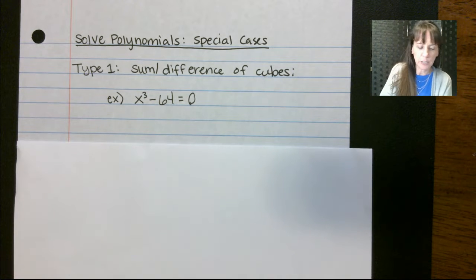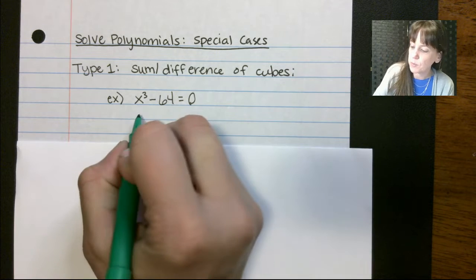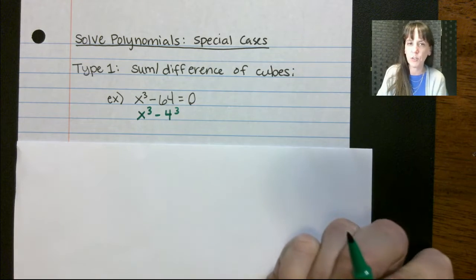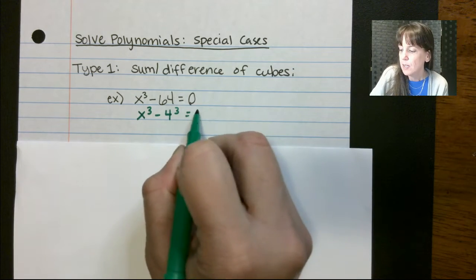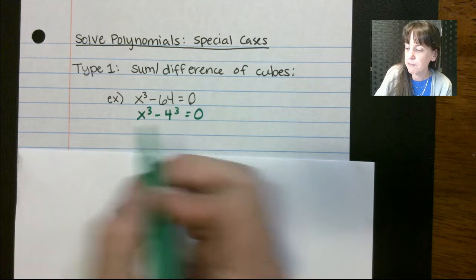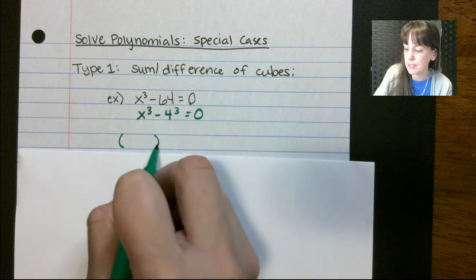So if you take a look here, if we've got two perfect cubes, we would have, let's write it like this, x to the third minus 4 to the third, because 4 to the third will give us 64. So we have perfect cube minus perfect cube. We can go ahead and factor that using our difference of cubes.